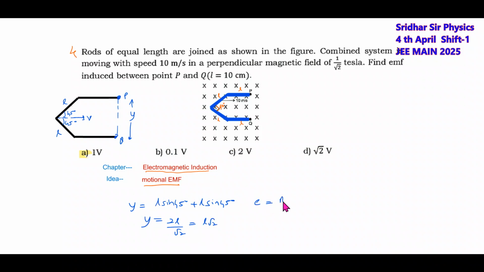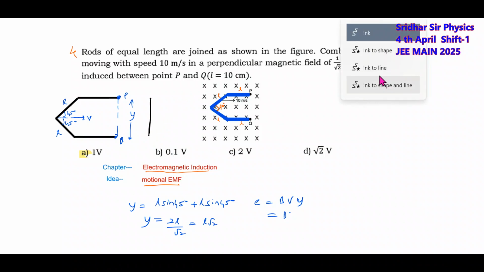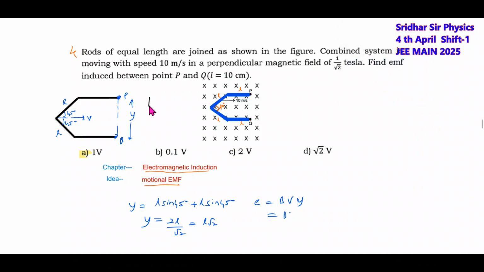Then what is the EMF induced? BLV, so BVY. Everything will behave like one effective rod like this. What is the length of the rod? Y only.